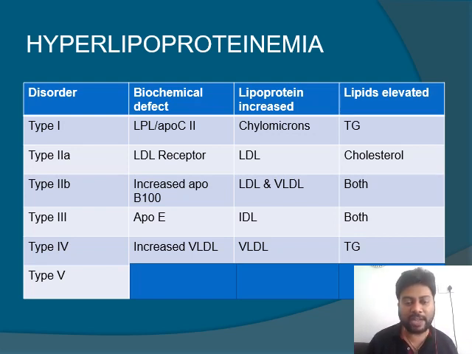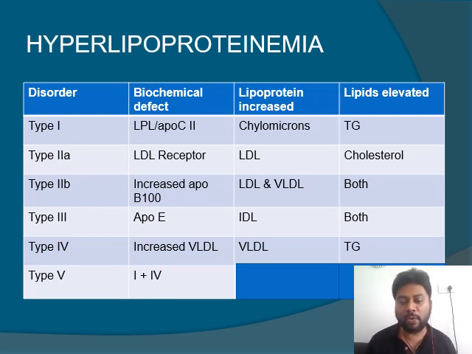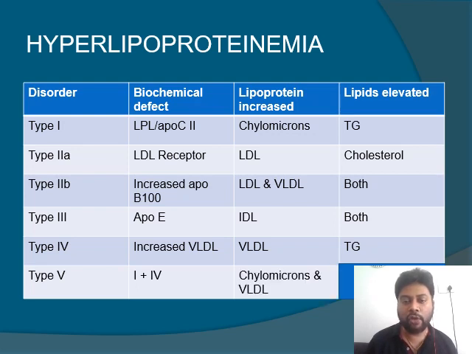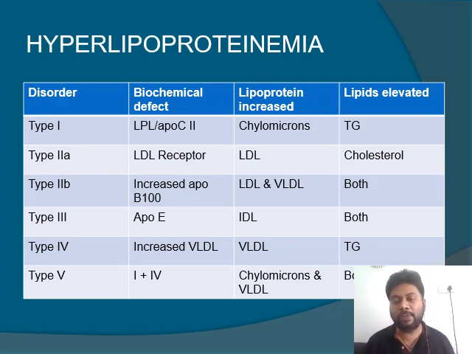Next, coming to the last type, type 5. We all know that it is nothing but 1 plus 4 is 5. So here in type 5, the defects will be a combined effect of type 1 and type 4. Here LPL or ApoC2 activity will also be defective. Along with that, due to some reasons, there is also increased VLDL production. What are the lipoproteins that will be accumulating? In type 1, chylomicrons; in type 4, VLDL. So in type 5, where the defect is both type 1 and type 4, chylomicrons and VLDL both will be accumulating. If both accumulate, both cholesterol and triglycerides will be accumulating.